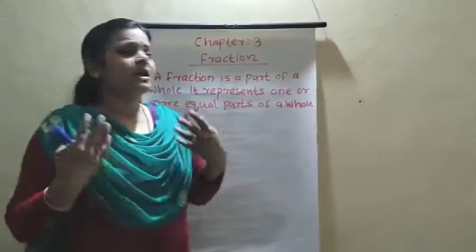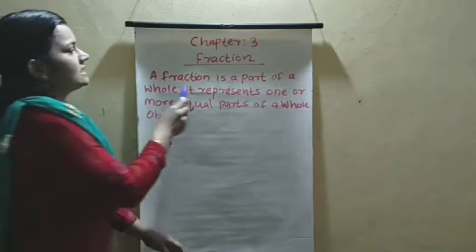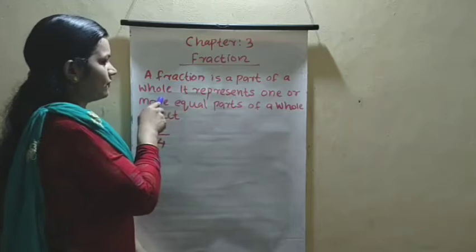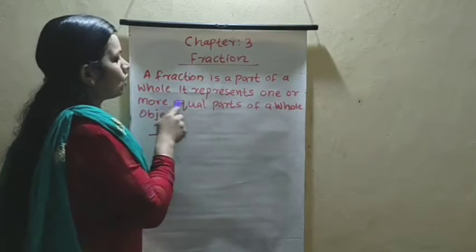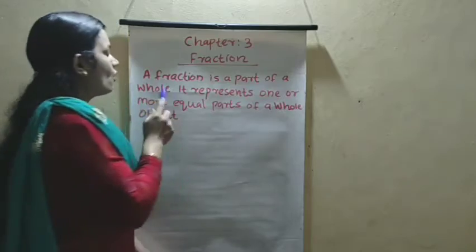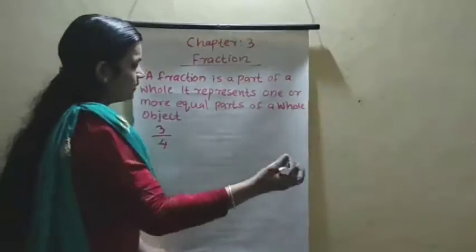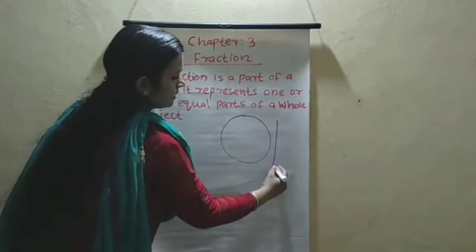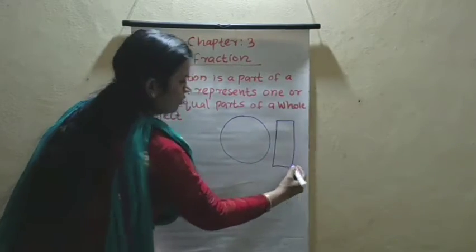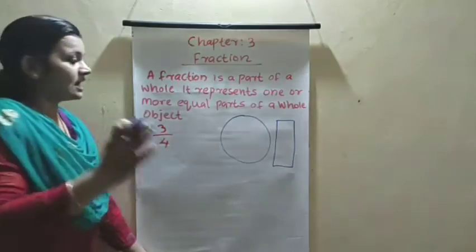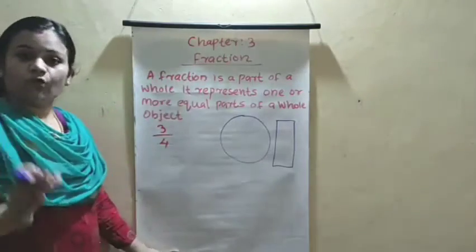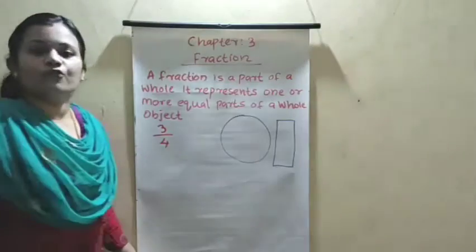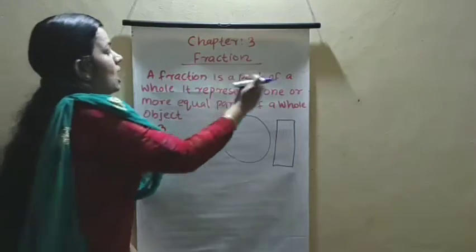Okay children, now what is a fraction? A fraction is a part of a whole. It represents one or more equal parts of a whole object. What is a whole? We have to draw one circle. This is called a whole. Then we draw one rectangle. This is also called a whole. We are considering the full figure. That is a whole. So a fraction is a part of a whole.